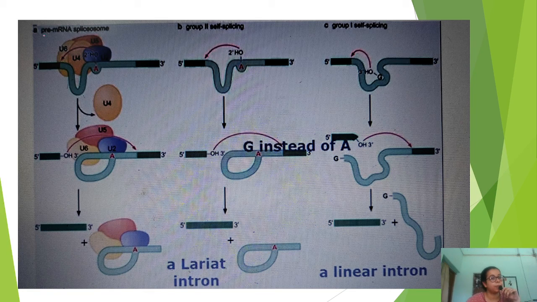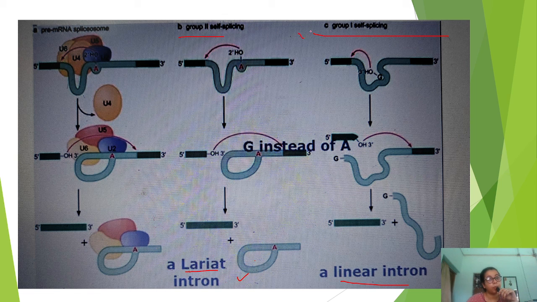What happens in the pre-mRNA spliceosome? The intron which is formed is in the form of a lariat formation, like this. As well as the group 2 self splicing, the intron which is removed is in the lariat form. You can see the lariat form. Whereas in the group 1 self splicing, the intron which is removed is in the form of a linear intron. This difference is mainly asked in exams between group 1 and group 2 self splicing.